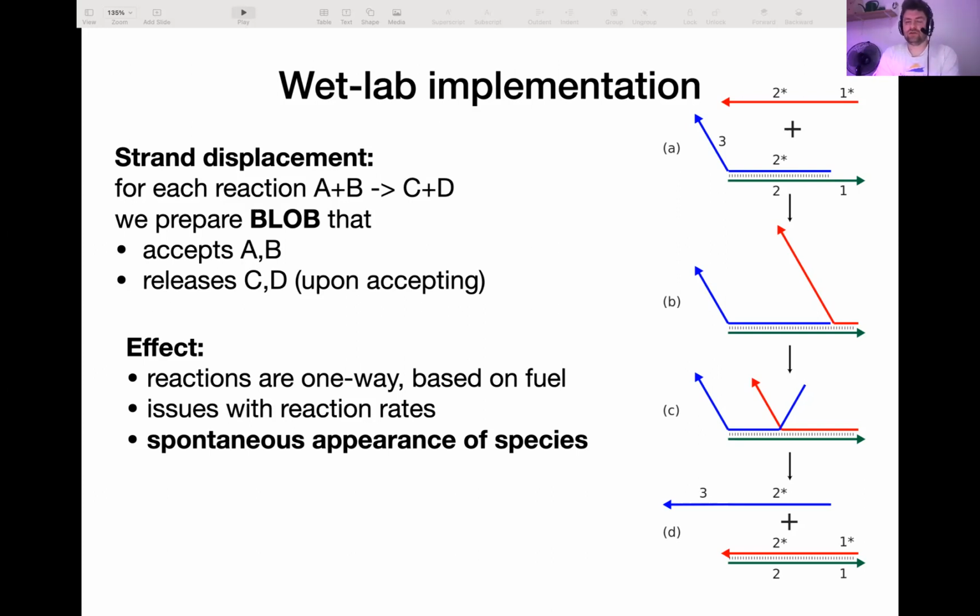Well, a huge amount of effort has been put into efficient implementations in DNA of population protocols and of chemical reaction networks. But one side effect of this is that the wet lab implementation can be very faulty and error prone, and it can result in, let's say, species being spontaneously released by blobs.